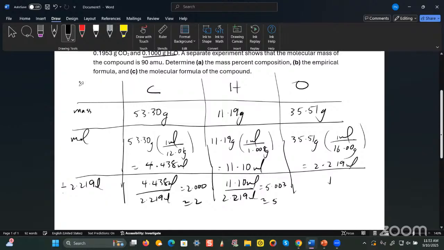So therefore, the empirical formula for this compound is equal to C2H5O. So that's the empirical formula. All right? Any questions about this?